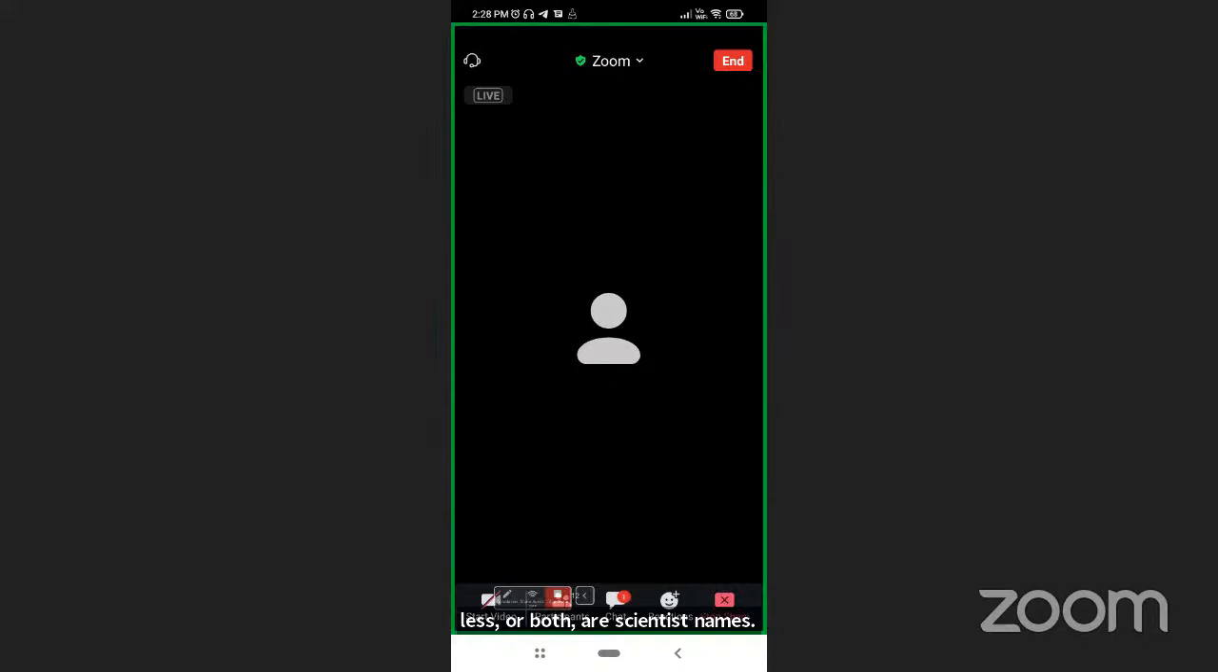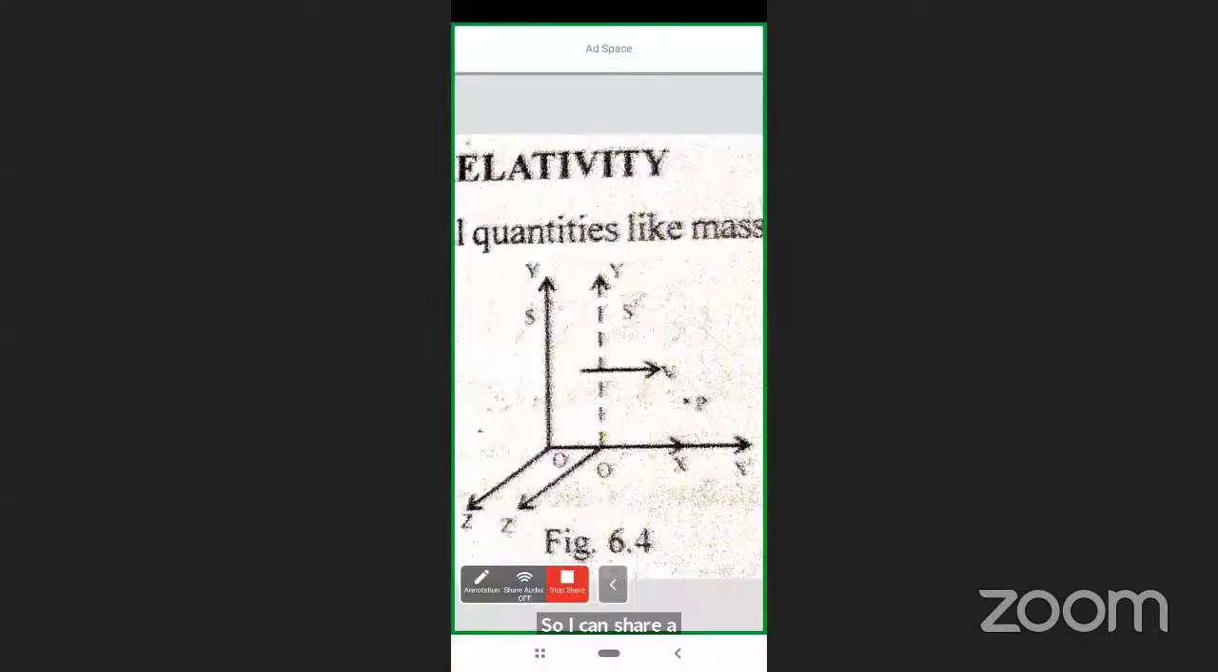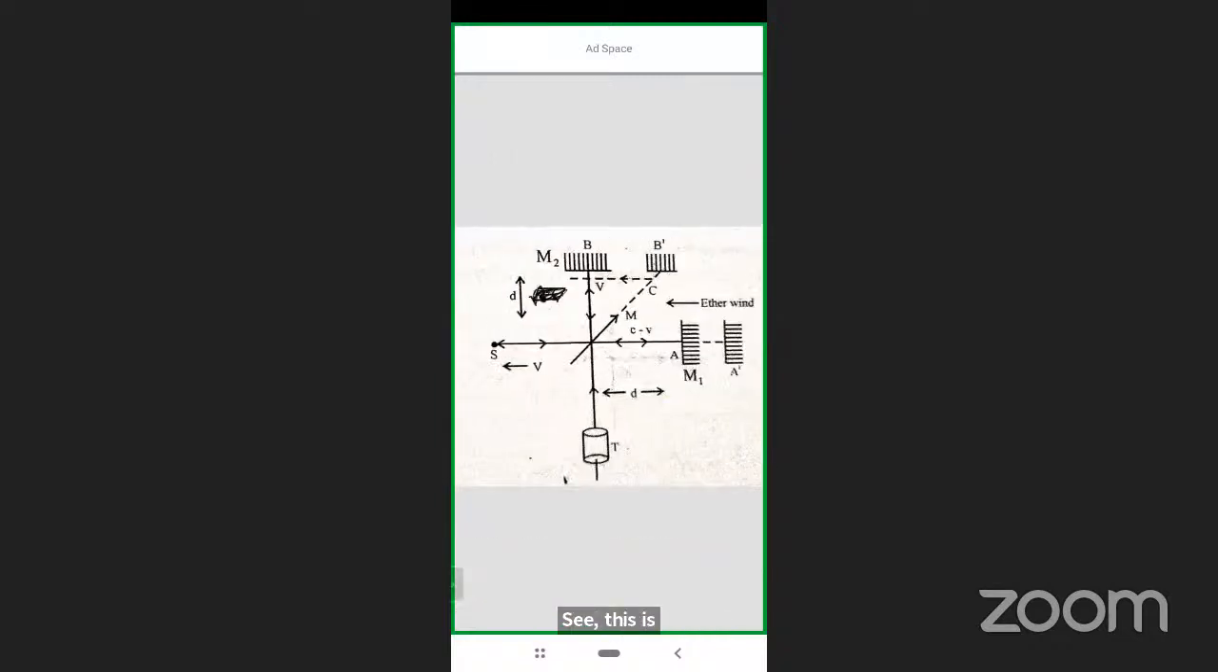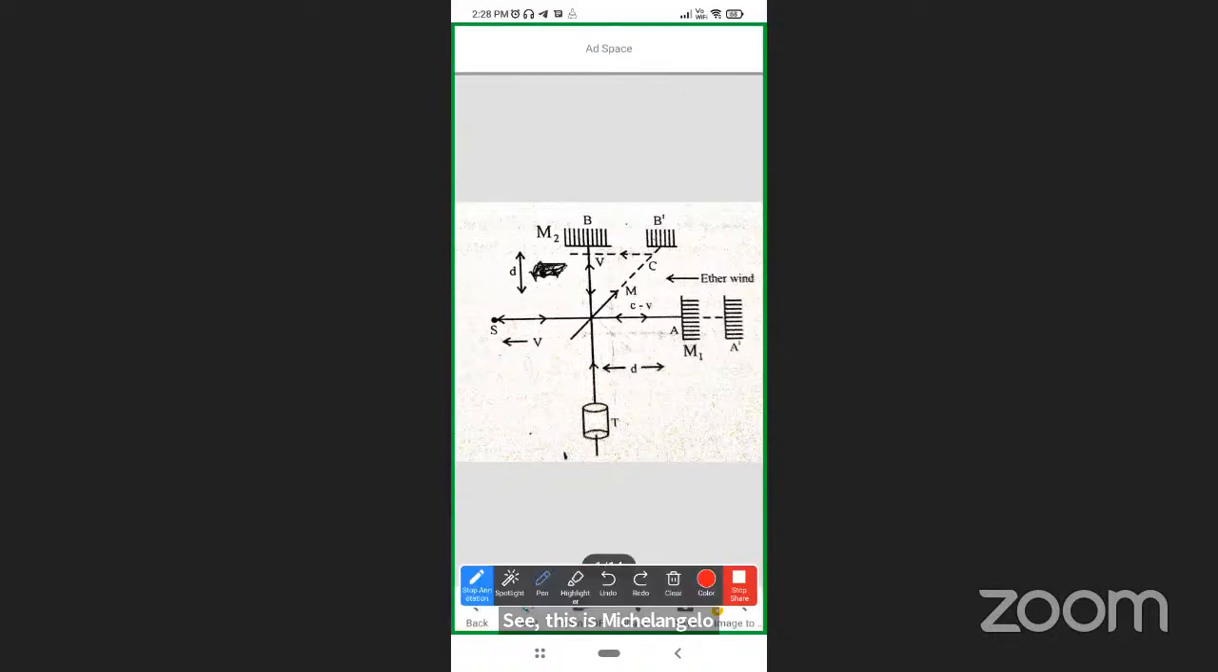Another topic is the Michelson-Morley experiment. Michelson and Morley are both scientists' names. So I can share a figure. See, this is the Michelson-Morley experiment. This is a long answer and a very important question.